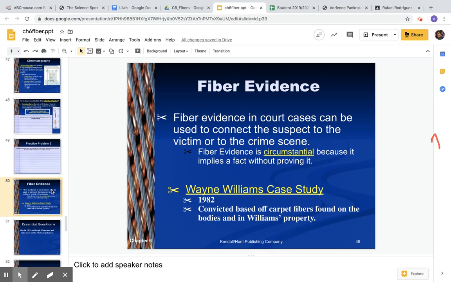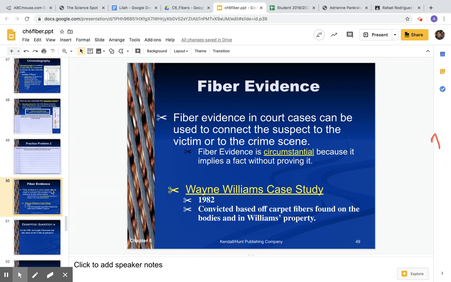What does that mean? Circumstantial evidence basically means that it implies a fact without proving it. So if your suspect has a red jacket, you find a red fiber at that crime scene, you can kind of say, well, look, you have this red jacket, there's a red fiber at the crime scene. It implies that that suspect possibly could have been a part of that crime. Doesn't prove it, but it does give you a little bit more probative value having that piece of evidence in your pocket.